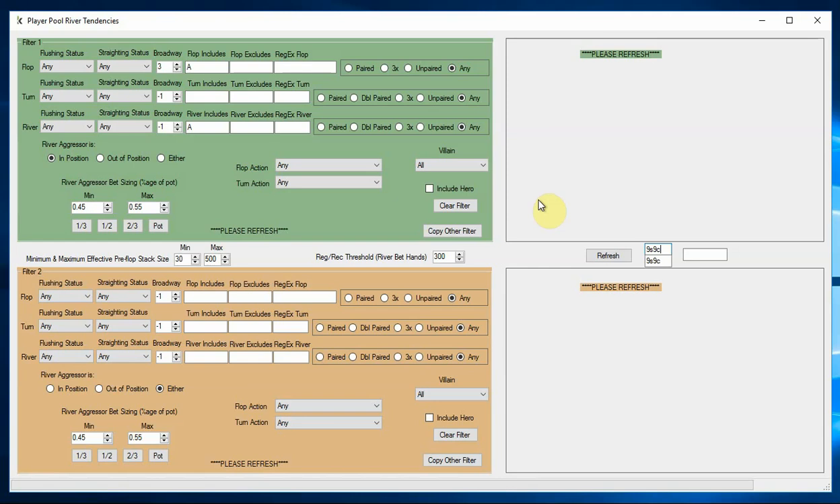I want to show you the Player Pool River Tendencies feature. This feature exists to help you decide, when you're on the river and facing a bet, whether to call or not. So let's start by having a look at a specific board that I faced with a particular hand. I had pocket nines, and this was the run out: Ace, Jack, 10, 5, Ace, which ended up rainbow.